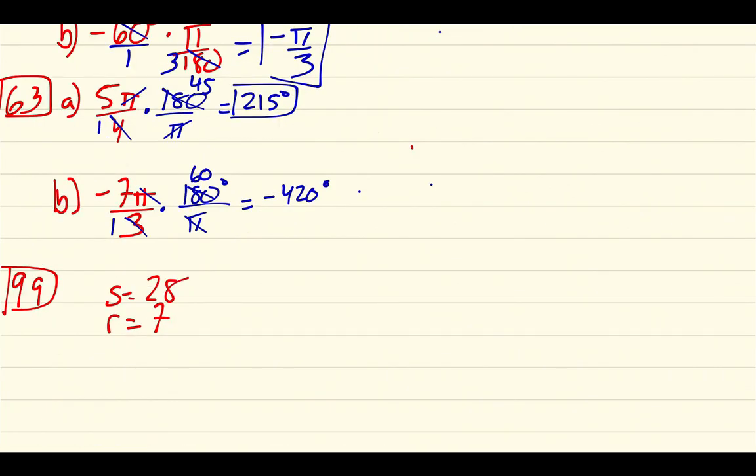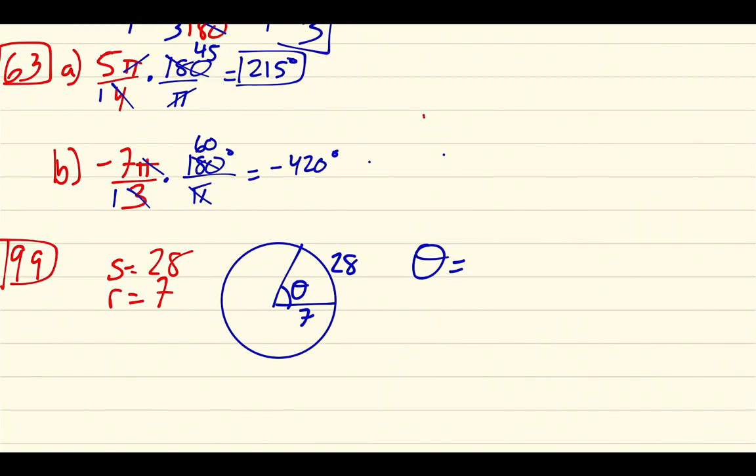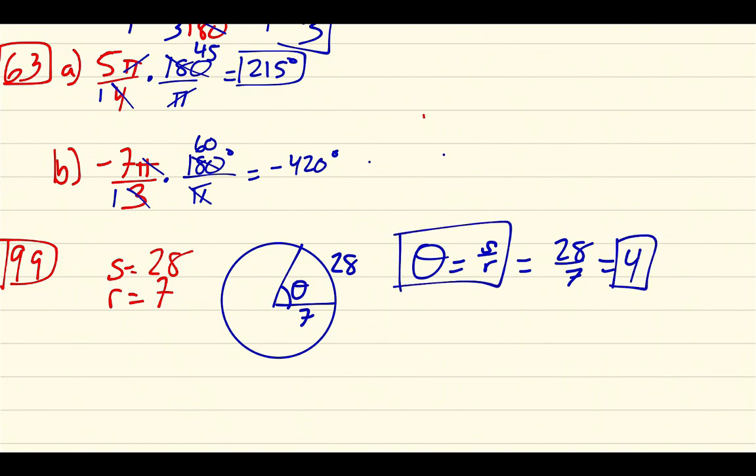On a problem like 99, you're given an arc length, and this one has a picture on it. The picture I can draw approximately. So if you have a circle, we're told that the radius is 7, and we have an arc length of 28. To figure out the angle measure theta, and this might not be to scale, I'm not even looking at the original problem, the angle measure theta is the arc length divided by your radius. So in our case, it's just 28 divided by 7, which is simply 4. So make sure you remember this formula: theta equals S over R.